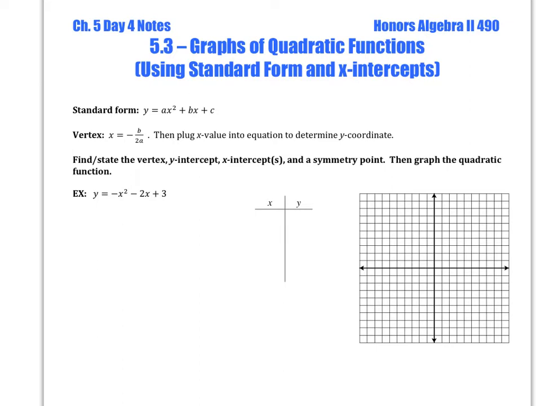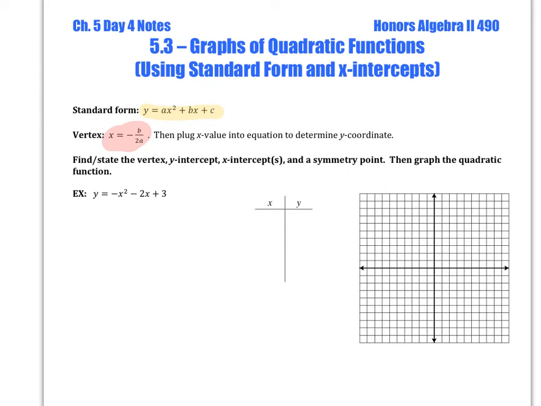Okay, so first of all, standard form of a quadratic is this right here, y equals ax squared plus bx plus c. To find the vertex, we can find our x value first. So our x value is equal to the opposite of b over 2a. All right, so looking at our standard form, and then to get our y value, we simply plug that x value back into our original equation and solve for y.